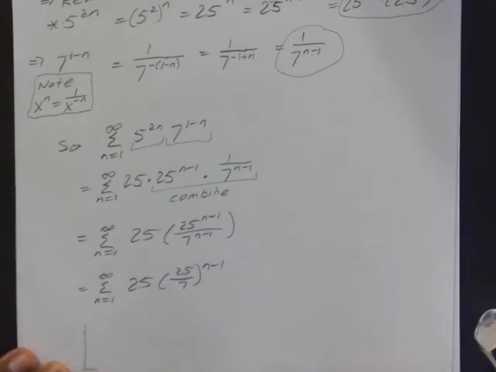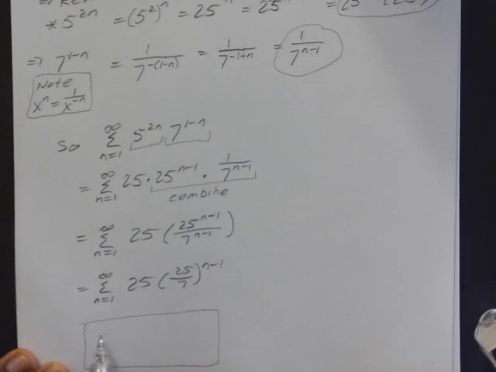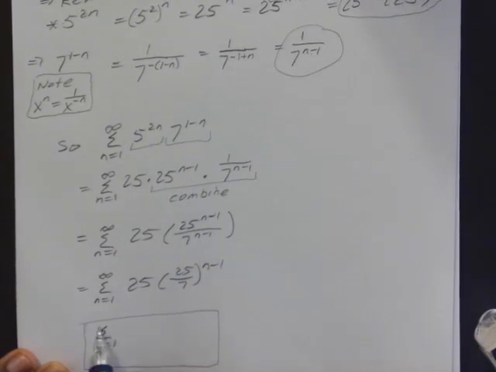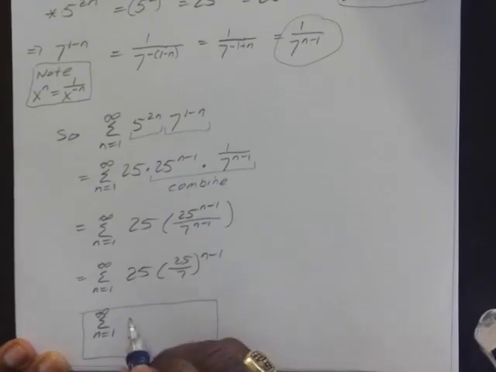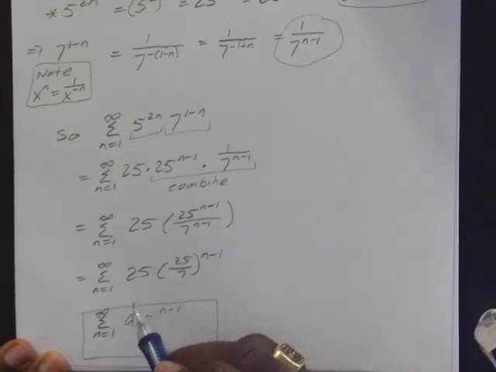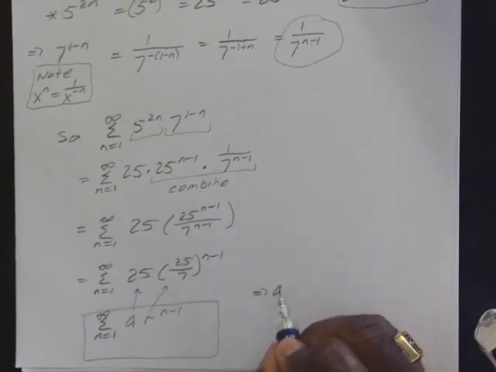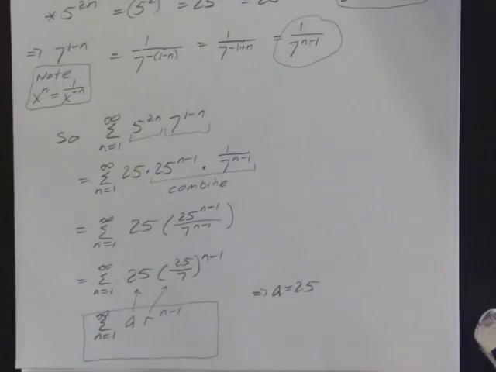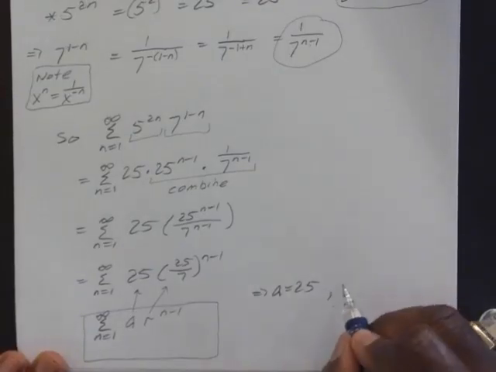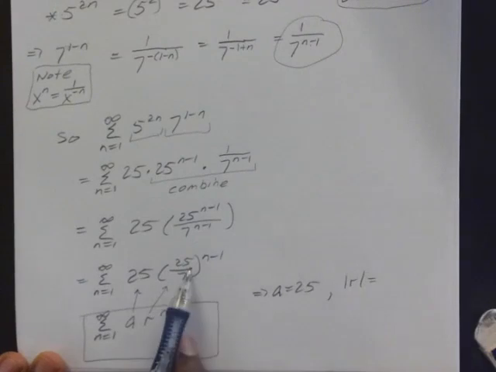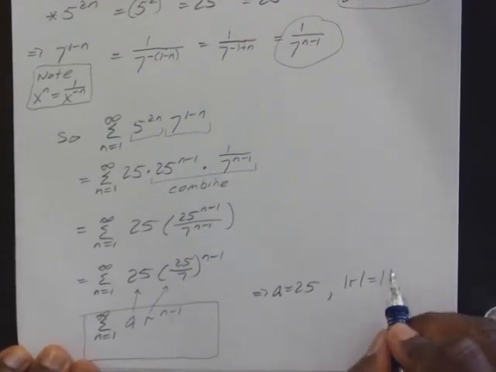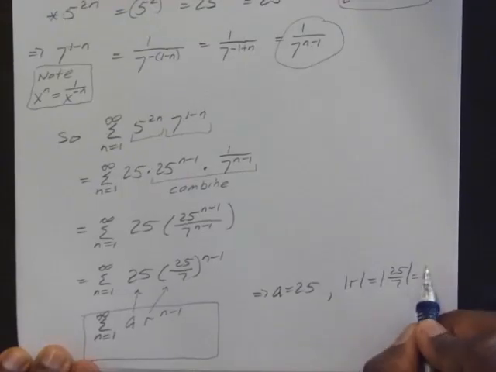Okay, so now we finally have it in the form that we need: the sum from n equals 1 to infinity of a times r to the power of n minus 1, where we can finally match these up. So we know that a is equal to 25, and the absolute value of r is the absolute value of 25 over 7, which is just 25 over 7.